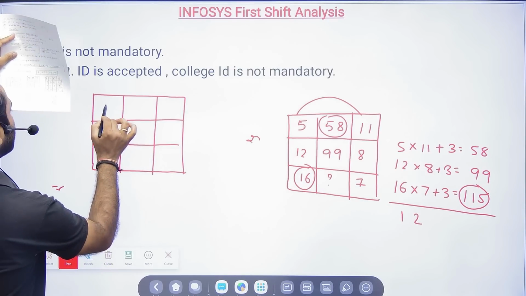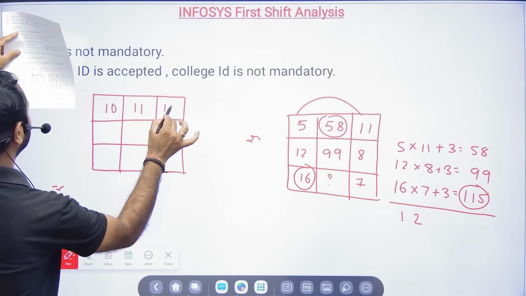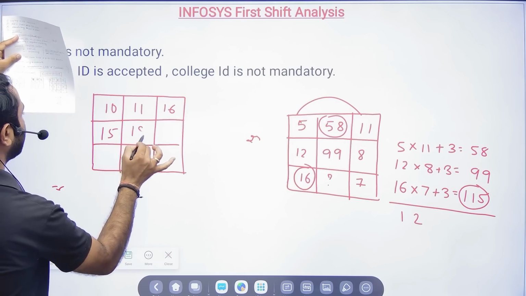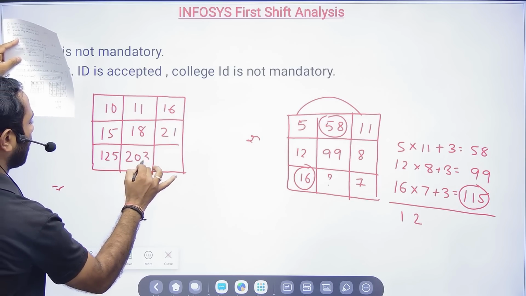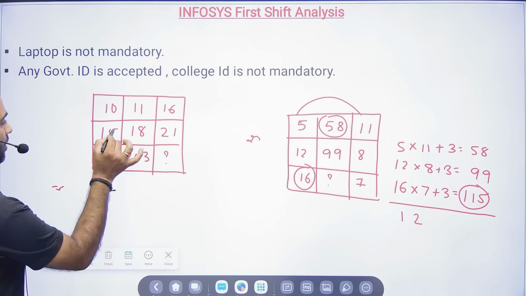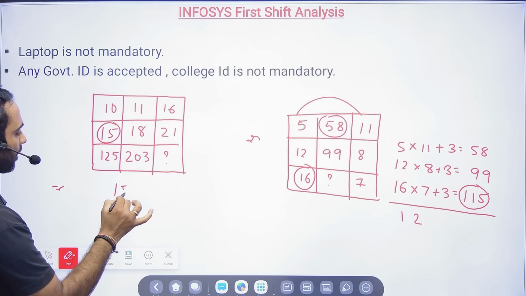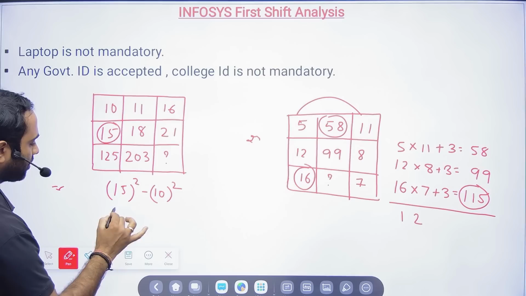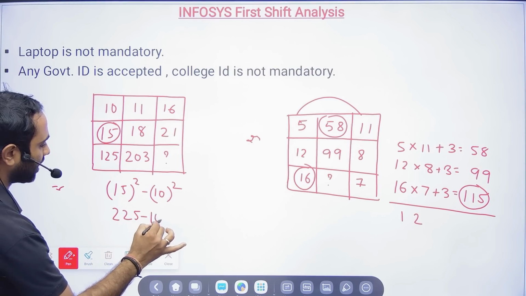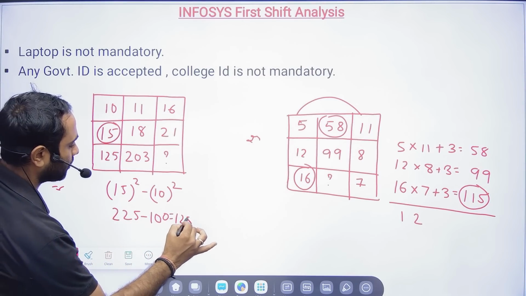Okay, now here it is 10, 11, 16, 15, 18, 21. This was a little tricky, but I will tell you how you could have solved it. Now here, 15 square is 225 and minus 10 square. So 225 minus 100 is 125, correct?